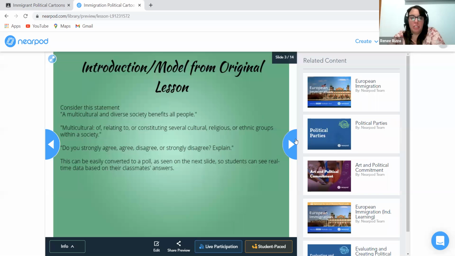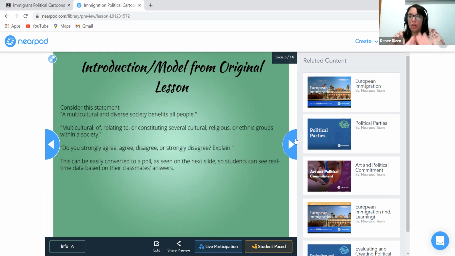Introduction model from original lesson. Consider this statement: a multicultural and diverse society benefits all people. Multicultural: relating to or constituting several cultural, religious, or ethnic groups within a society. Do you strongly agree, agree, disagree, or strongly disagree? Explain.